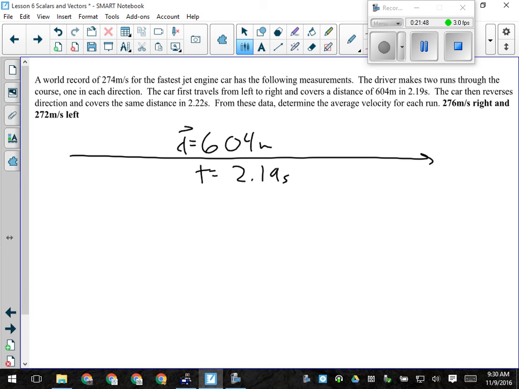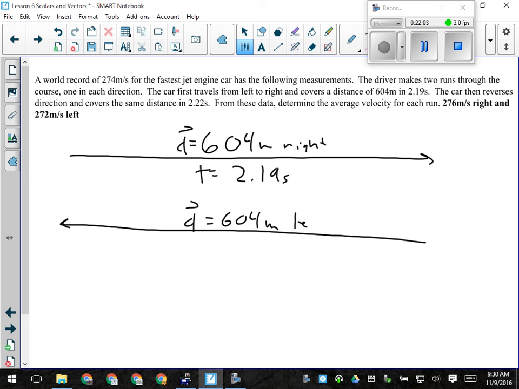The car then reverses direction and covers the same distance in 2.22 seconds. I'm just going to write right and left here, even though I have the arrows there. Time equals 2.22 seconds. Now, to get the world record, you actually average the 2 runs, but the question is asking to determine the average velocity for each run, so it's asking you to treat them separately.